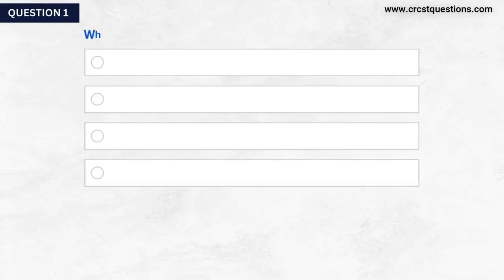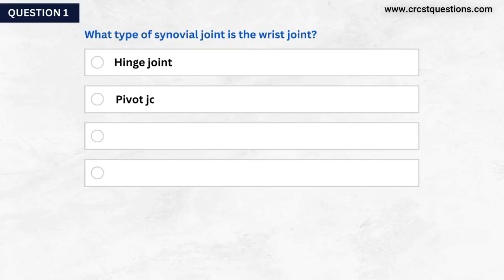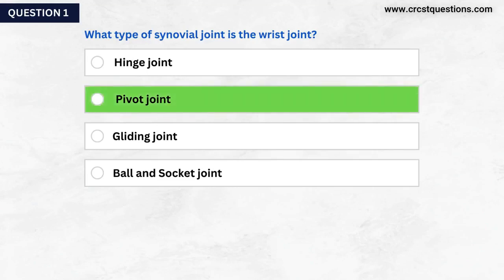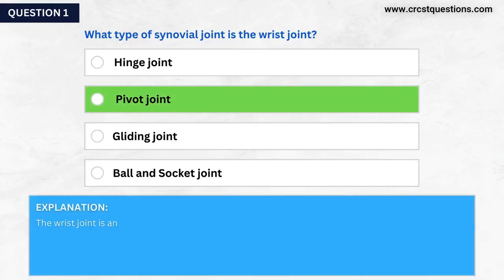Question 1. What type of synovial joint is the wrist joint: hinge joint, pivot joint, gliding joint, or ball and socket joint? The correct answer is pivot joint. Explanation. The wrist joint is an example of a pivot joint. The neck joint is another example of a pivot joint.